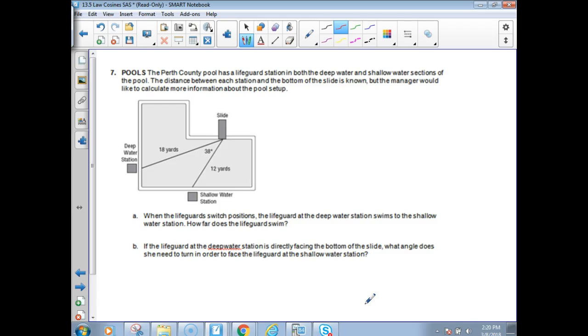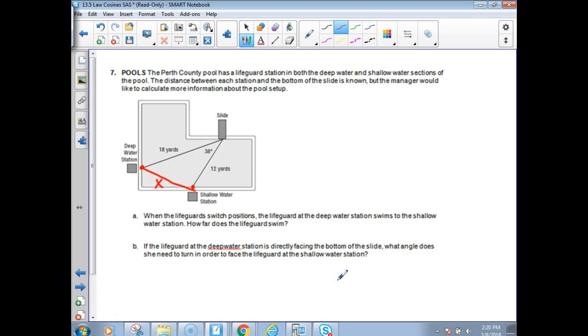The Perth County Pool has a lifeguard station in both the deep water and the shallow water sections of the pool. The distance between each station and the bottom of the slide is known, but the manager would like to calculate some more information about the setup of the pool. When the lifeguards switch positions from the deep water station to the shallow station, the lifeguard swims to the shallow water station. How far does the lifeguard swim? So that would be the distance from here to here. So we want to find that.